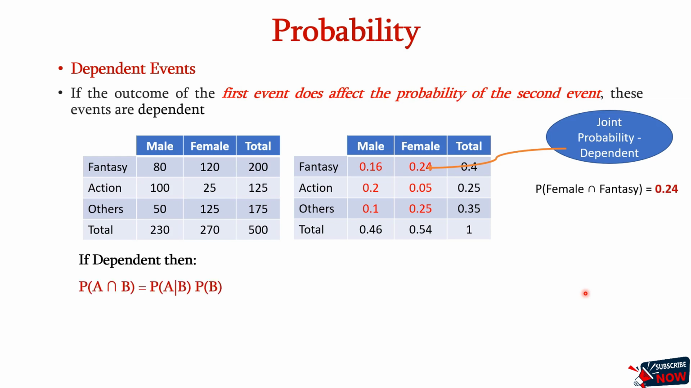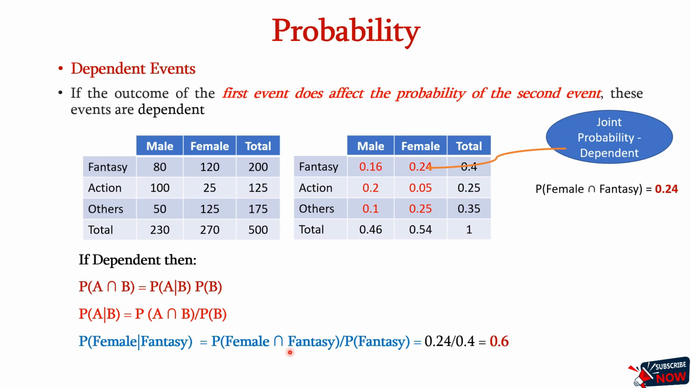So if the event is dependent, then we can write the product rule as P of A intersection B is equal to P of A given B into P of B. So here we know that the P of A given B is conditional probability. And we can write this conditional probability as P of A given B is equal to P of A intersection B divided by P of B. So we are taking this P of B to the denominator of P of A intersection B. Now let us see whether we are able to get this 0.24 if we apply the values for this product rule.